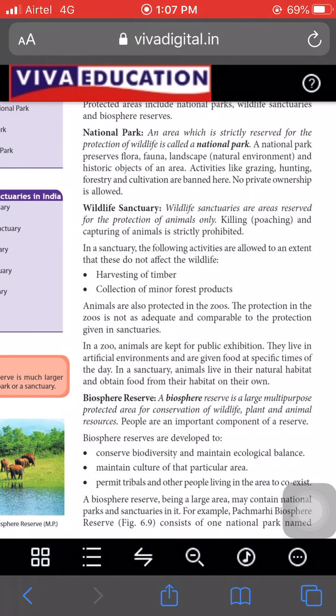Second is to maintain the culture of that particular area and permit tribal and other people living in the area to coexist.